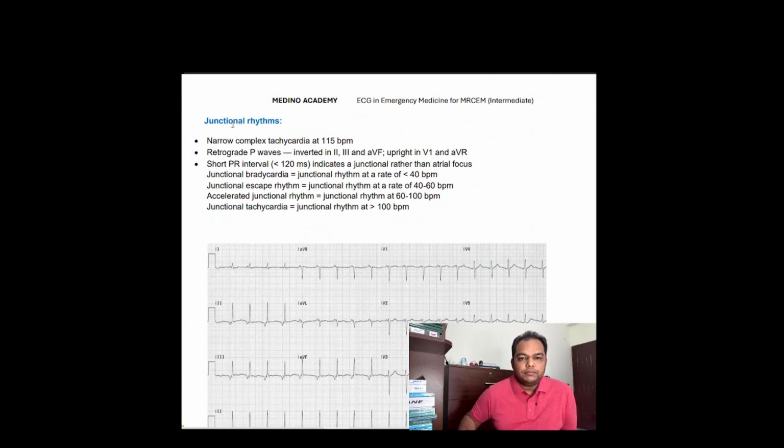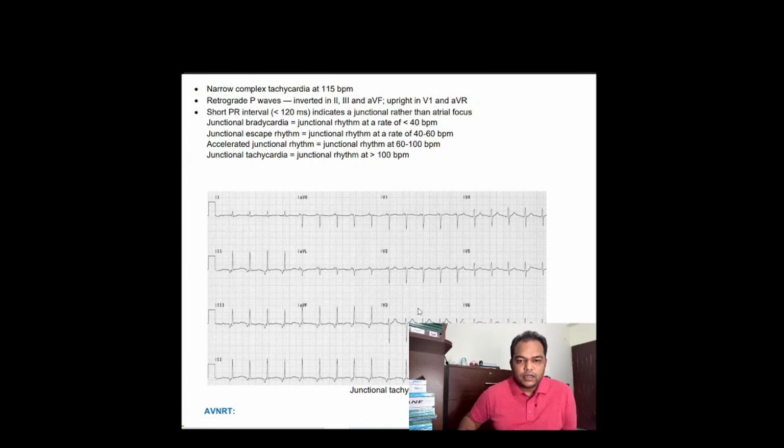And now, junctional rhythm. Junctional rhythm is a narrow complex tachycardia. You can appreciate the QRS complex is narrow, that means less than 3 small squares. So it's narrow complex, and the rate is more than 100, so there is tachycardia, and also there is retrograde P wave. P waves are retrograde or inverted here. And there is also a short PR interval, less than 3 small squares.